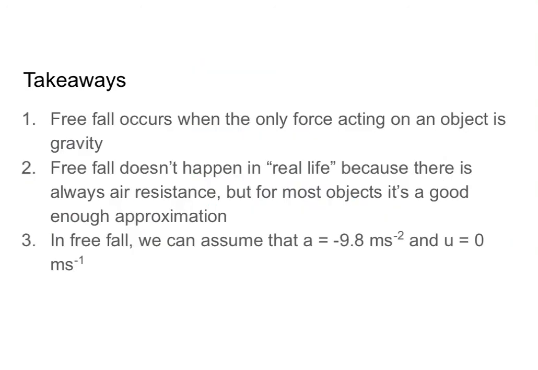So, takeaways. Free fall occurs when the only force acting on an object is gravity. And our third takeaway is also something you've already seen before. So for takeaway 3, in free fall, we can assume a equals negative 9.8 meters per second squared, and our velocity is equal to 0 meters per second at the highest point.